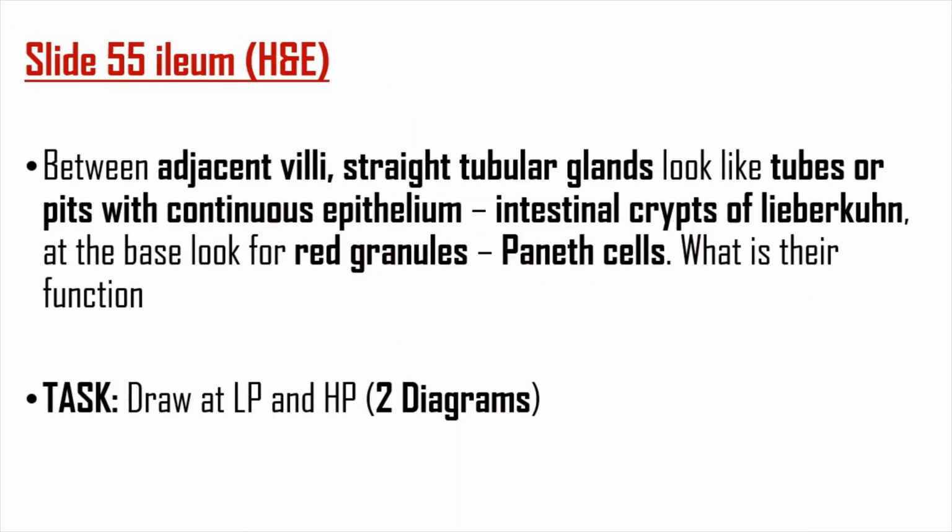Between adjacent villi, straight tubular glands look like tubes or pits with continuous epithelia. Intestinal crypts of Lieberkühn at the base: look for red granules, which are Paneth cells. Now, what is the function of Paneth cells? When you draw these glands, you should look for Paneth cells, label Paneth cells, and only draw at high power.